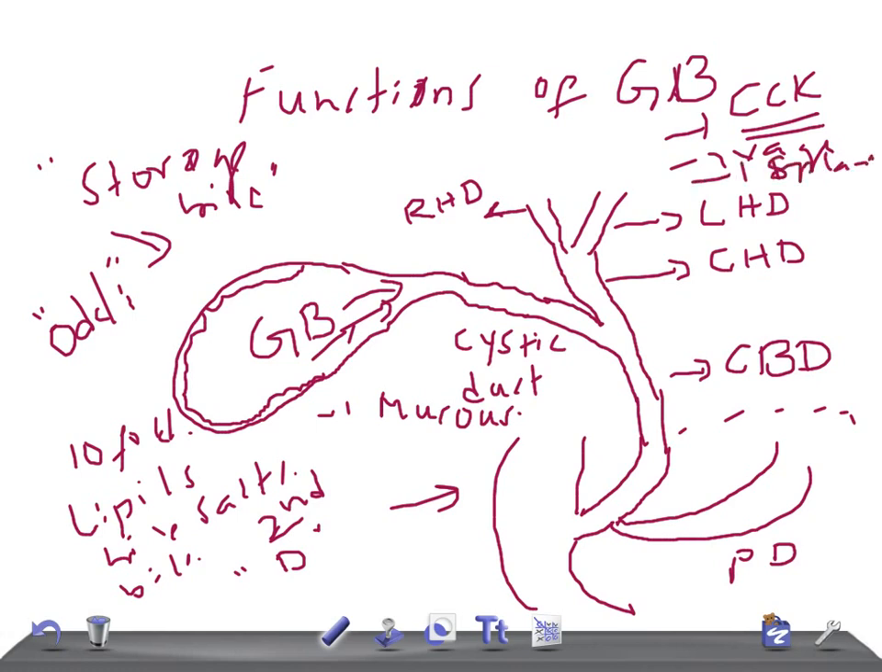Right, guys? So the important functions are the storage of the bile, how it concentrates the bile, and how it releases the bile. So we talked about the functions of the gallbladder. In the next videos, we're going to talk about what is acute cholecystitis, what is cholelithiasis, what is asymptomatic cholecystitis, and so on, right guys?